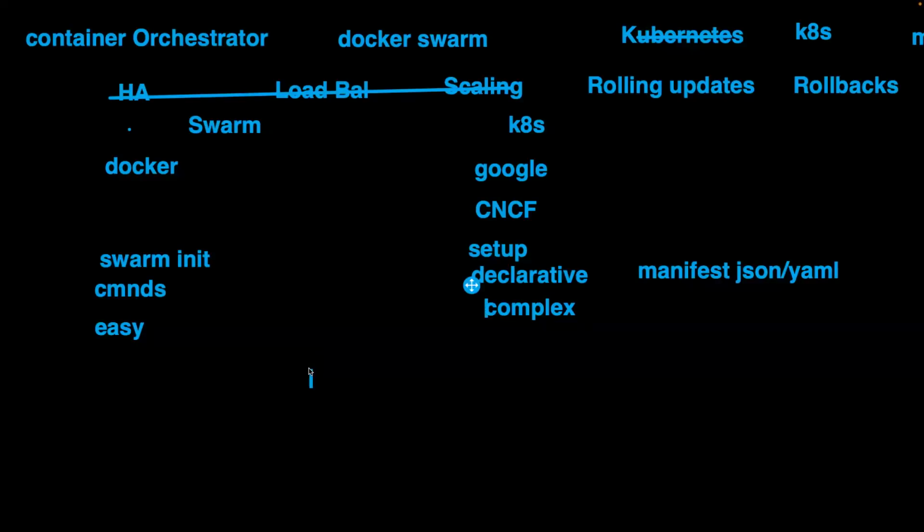Okay, so let's begin with Kubernetes architecture. Kubernetes is a Google product, and what is CNCF? It's initially a product of Google, but now it's managed and maintained by CNCF, Cloud Native Computing Foundation. Okay.